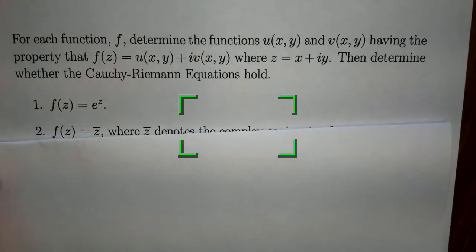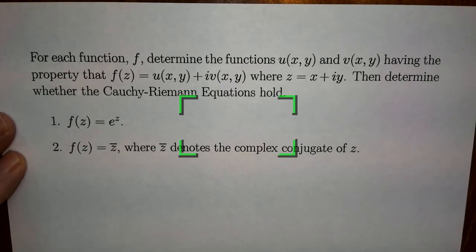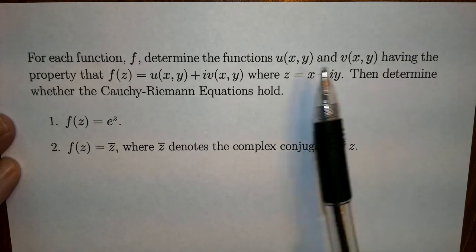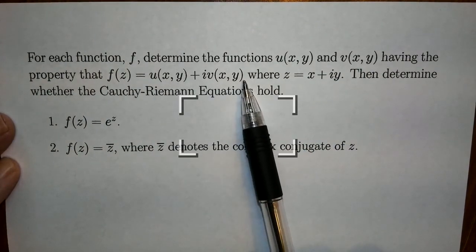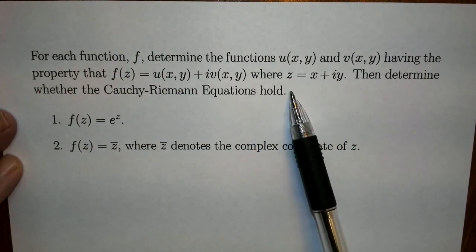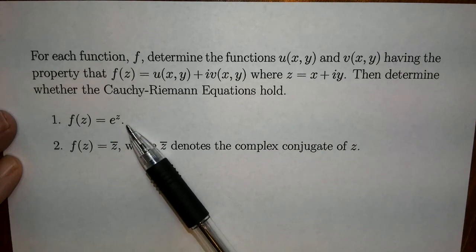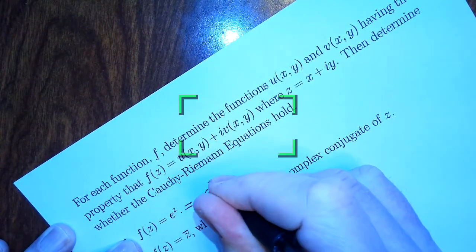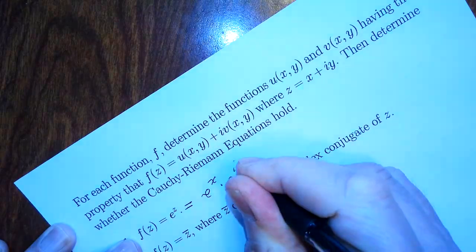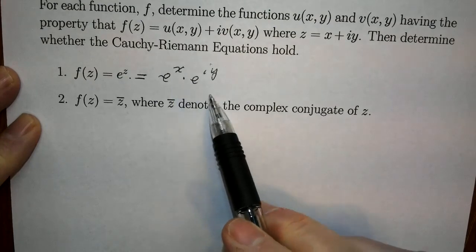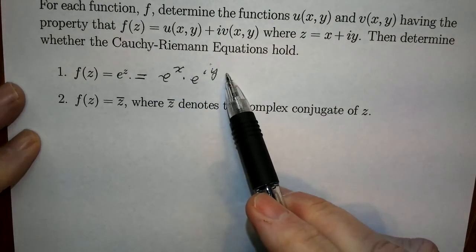Here is your exercise in preparation for class. For each function below, determine the real and imaginary parts, u and v, having the property that f of z can be written as thus, where z is x plus iy. Then determine whether the Cauchy-Riemann equations hold. The first function is the exponential function, e to the z. So what I would suggest doing first is writing this as e to the x times e to the iy, and use Euler's formula to expand this in terms of cosines and sines.